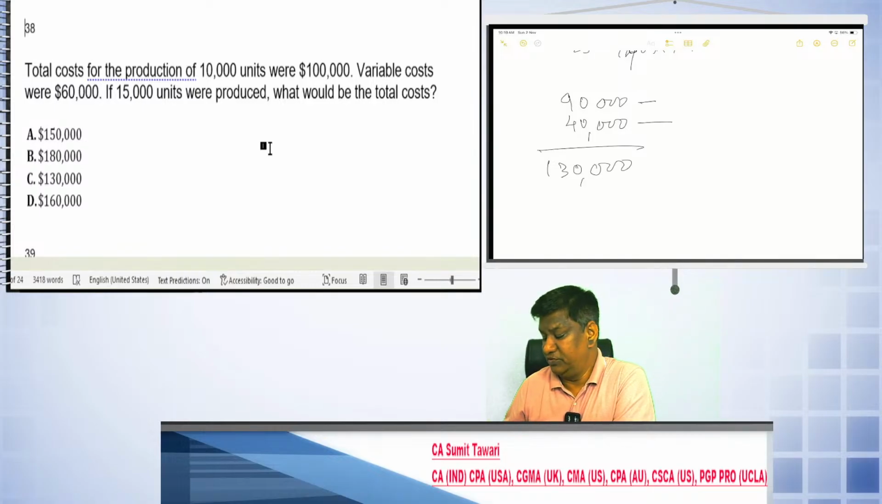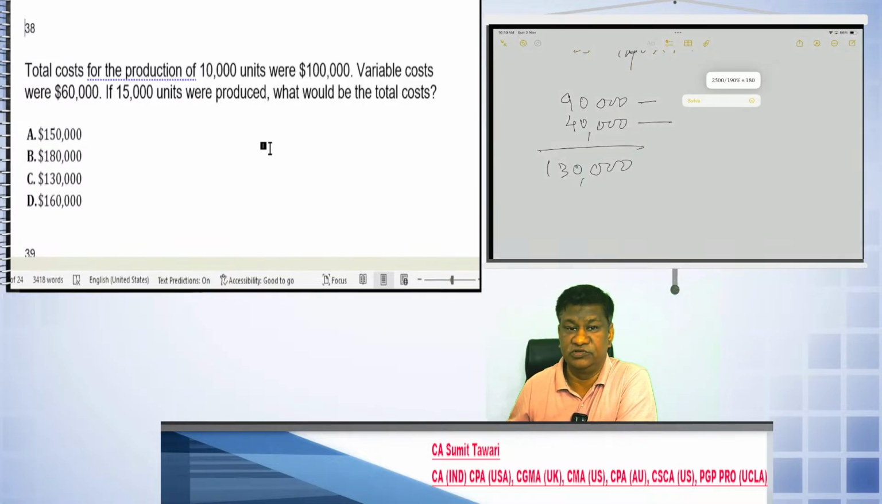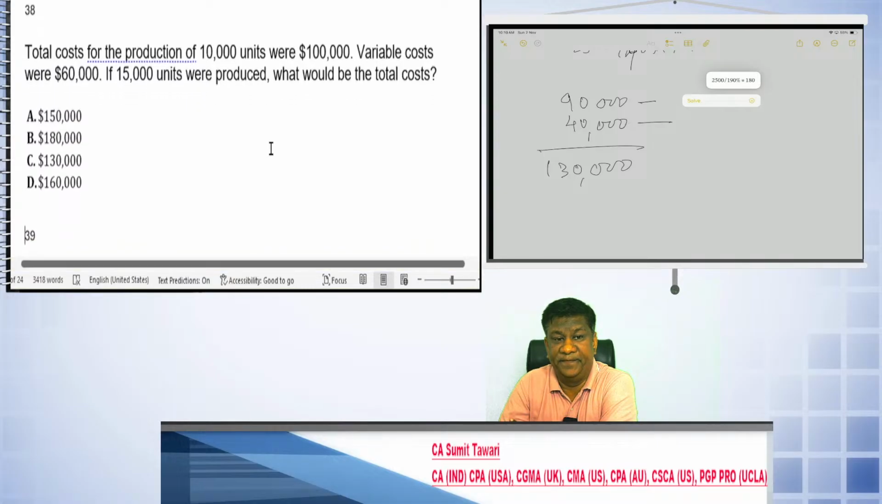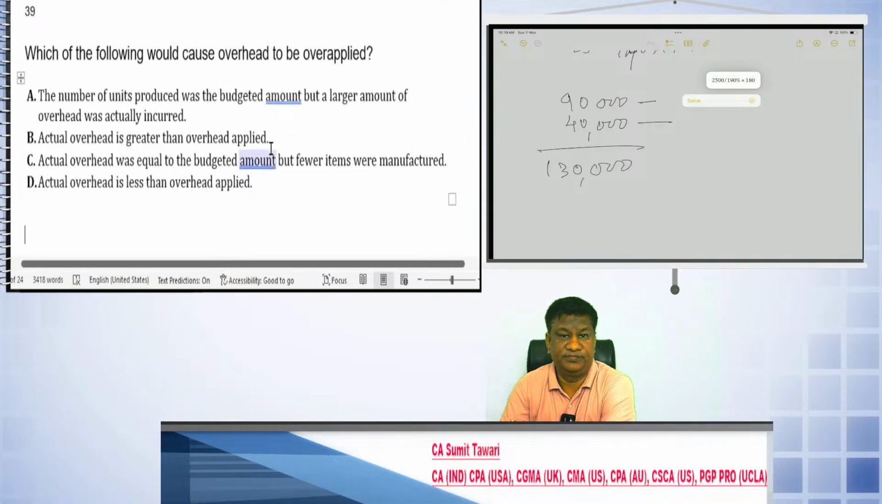So how did we calculate the fixed cost? 100,000 minus 60,000 is my fixed cost, and 60% is my variable cost. So when I increase the production by 50%, the variable cost also increases. So 60 to 90, 90 plus 40, 130. Yeah. Question number 39.